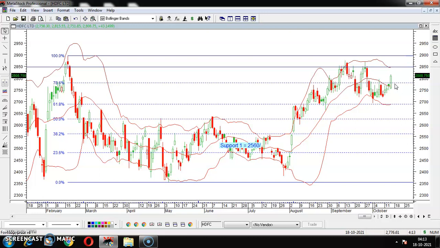So as far as the technical part is concerned, both the scripts are very bullish. That's all about the stocks.